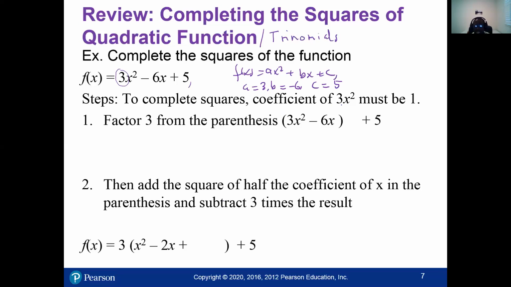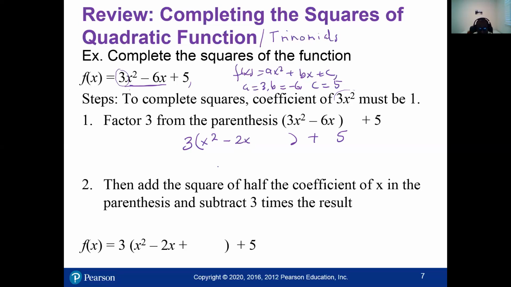First, we don't want the coefficient of x squared to be any other number other than 1 before you can complete the square. So the first step is to factor the 3 out of the first two terms. If you factor 3 out of the first two terms, you're going to have 3, bring it out, and it'll be x squared minus 2x, right? Plus the 5.